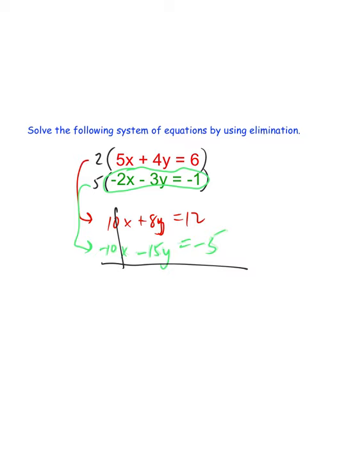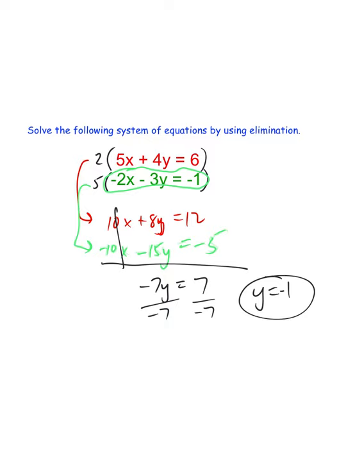Okay, now my x is offset, which was the goal when we multiplied them by 2 and 5. My y's get to be a negative 7y, and on the right side, 12 and a negative 5 is 7. I divide both sides by negative 7, so I get y equals negative 1, so y is good. Now I just pick whatever equation I want to put that y equals negative 1 in. I'm just going to put it right back into my top one.